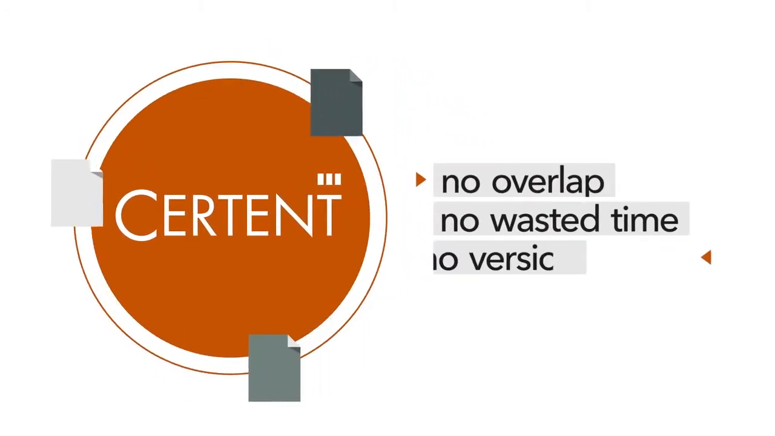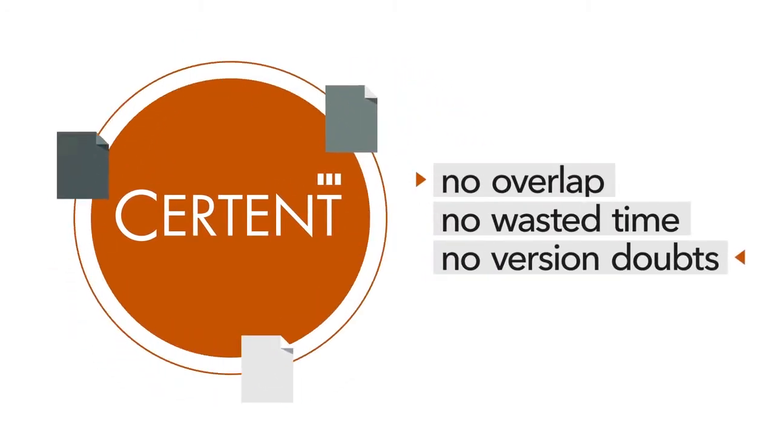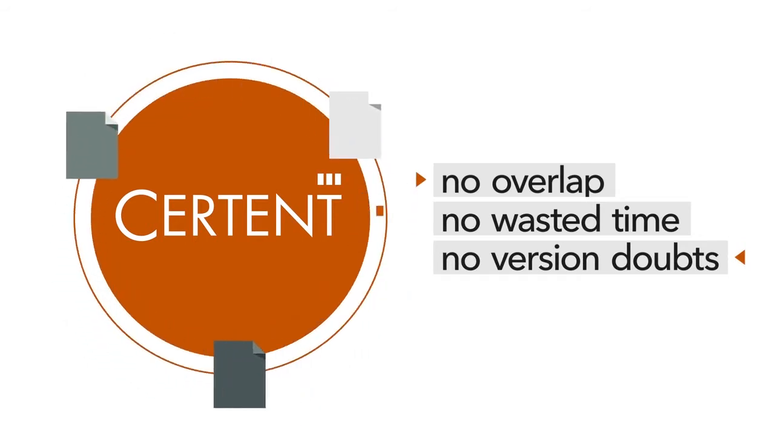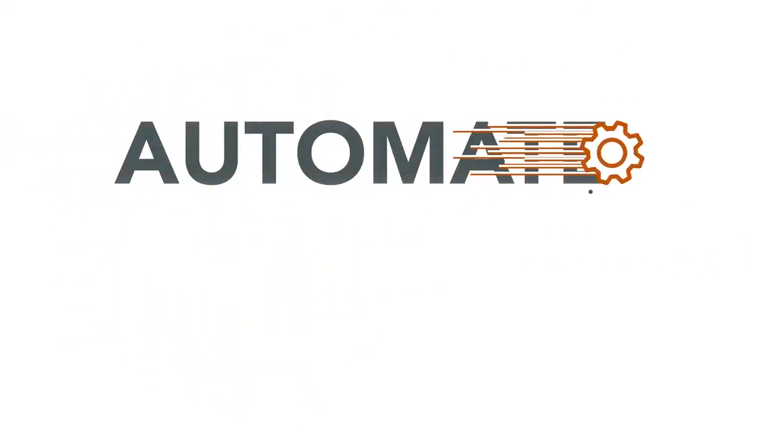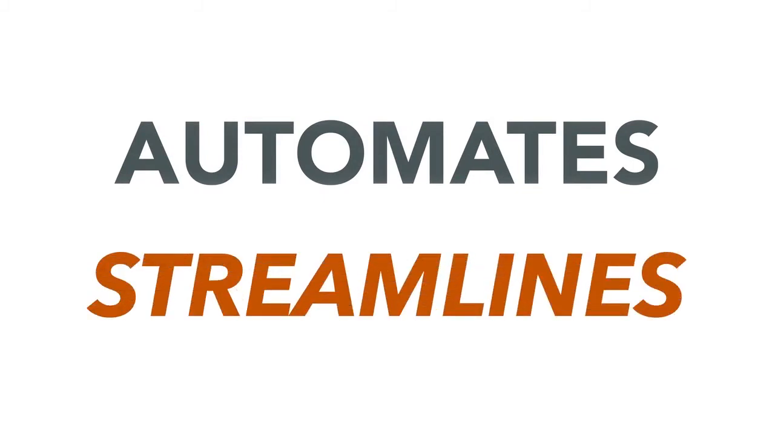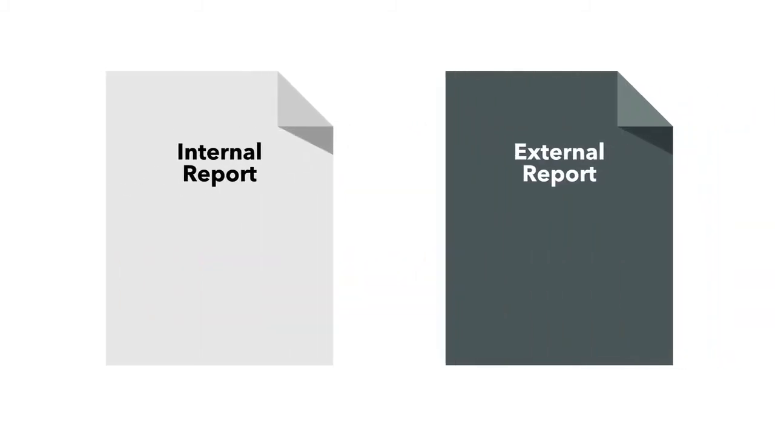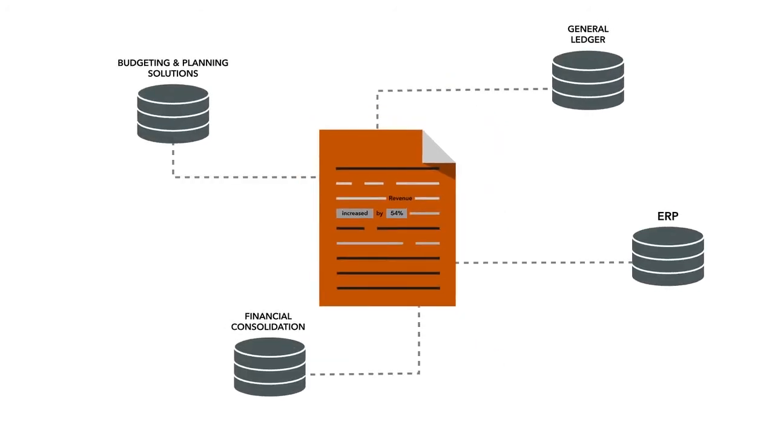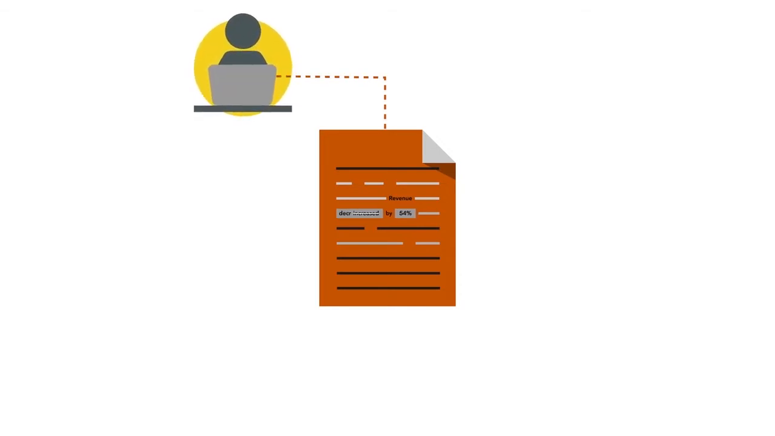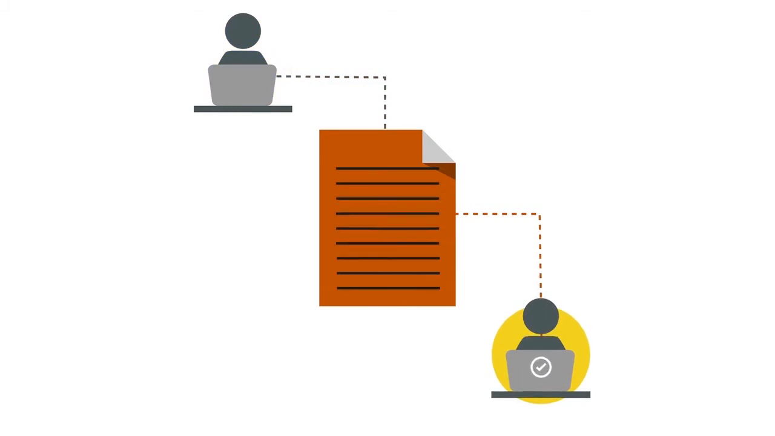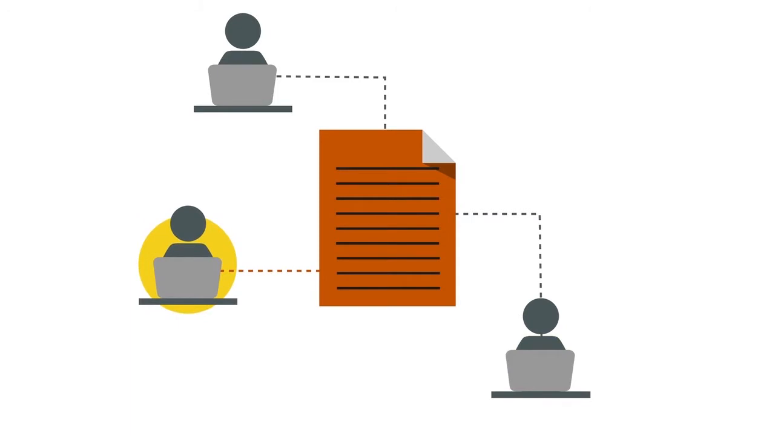No more overlapping report creation, no wasted time on manual work, and no doubts about which version is the truth. Instead, our solution automates and streamlines the production of external and internal reports that combine numbers and narrative. Have confidence that your data is always correct and up to date, since it's dynamically linked directly into Certent from a variety of sources. Enable more effective collaboration and transparency in report production, because a secure layer of control, workflow, and audit is integrated into familiar Microsoft Office applications.